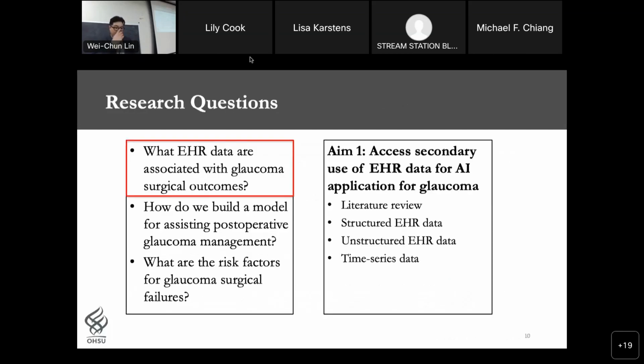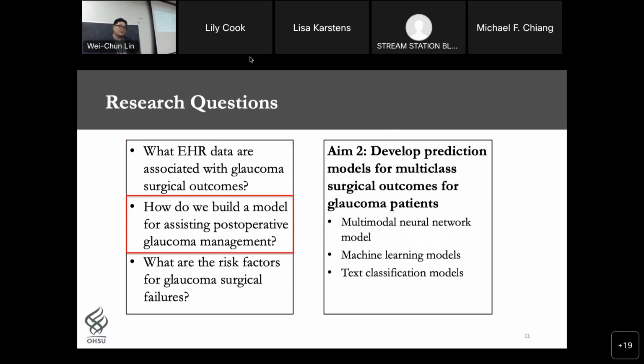So my first aim was to assess the possible EHR data that correlated to the glaucoma surgical outcome. I did a systematic literature review focused on the AI application for eye disease using EHR data. Next, my following aim will address some knowledge gap and limitation we found in Aim 1.